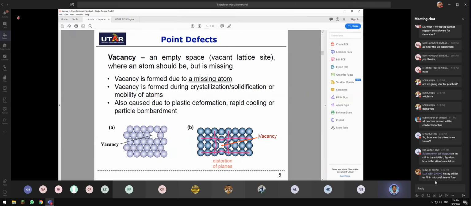All right, so let's say this is your structure, the atom arrangement, and then suddenly there is a missing atom in it. So that is what we call vacancy, under point defect, imperfection.